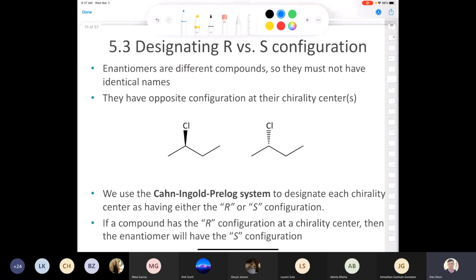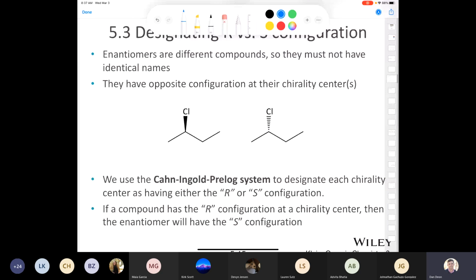Well, if one compound has a dash and another compound has a wedge, how do we describe the difference between those molecules? You don't say, pass me the wedge, 2-chlorobutane. Pass me the dash, 2-chlorobutane. No, we have a much better way to designate the difference between the chirality centers or the asymmetric centers or the chiral centers, whatever you want to call it.